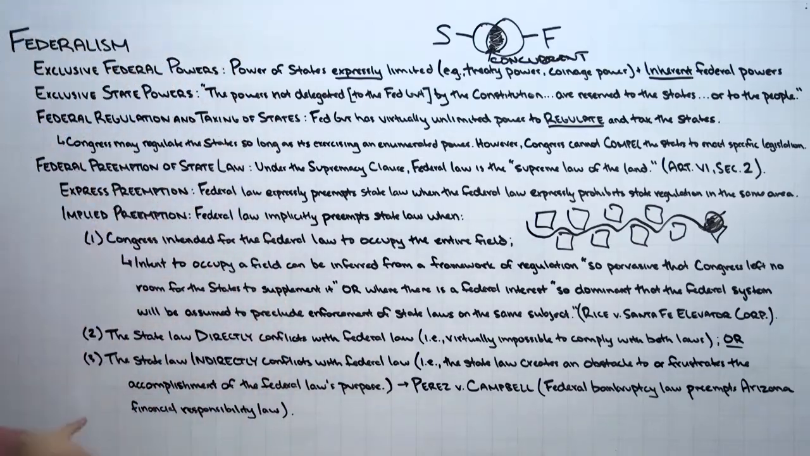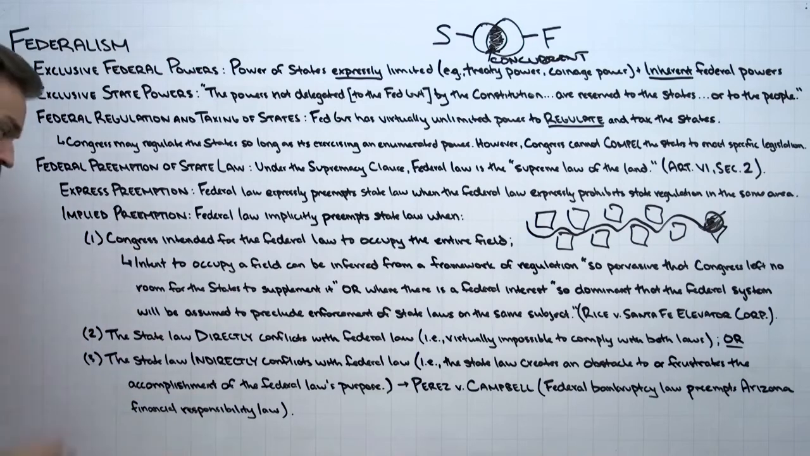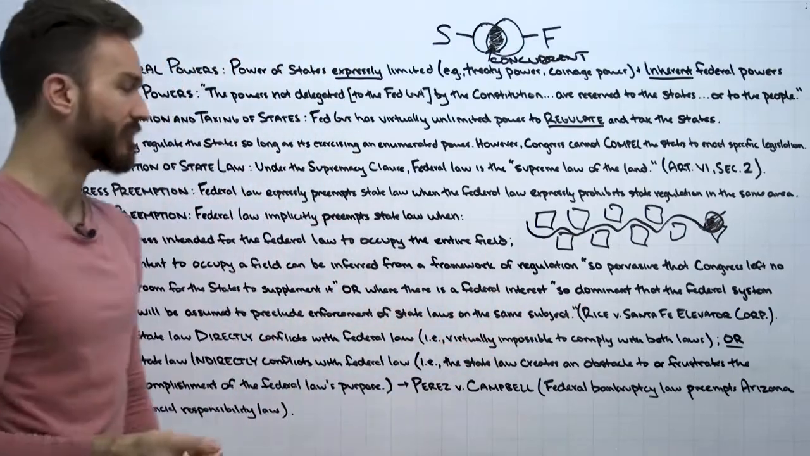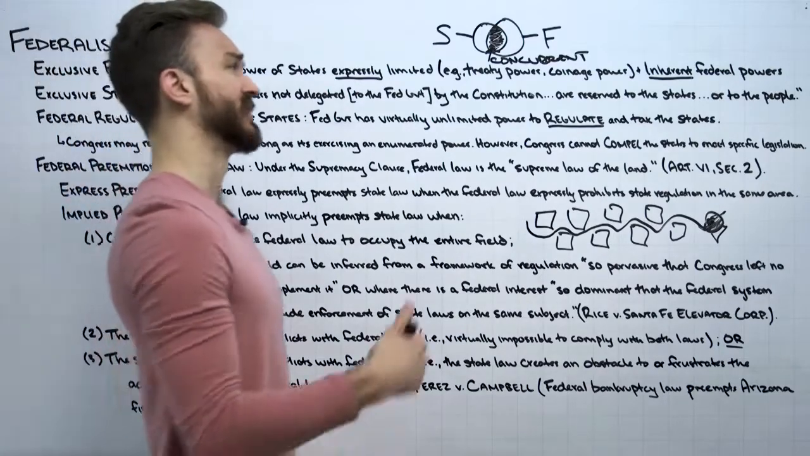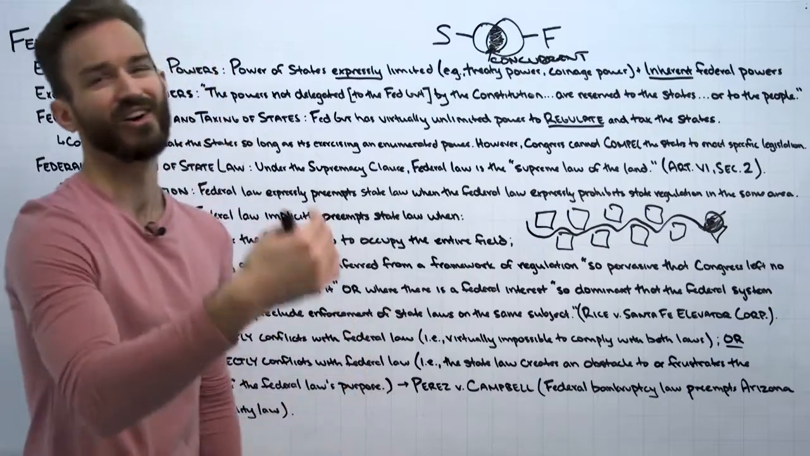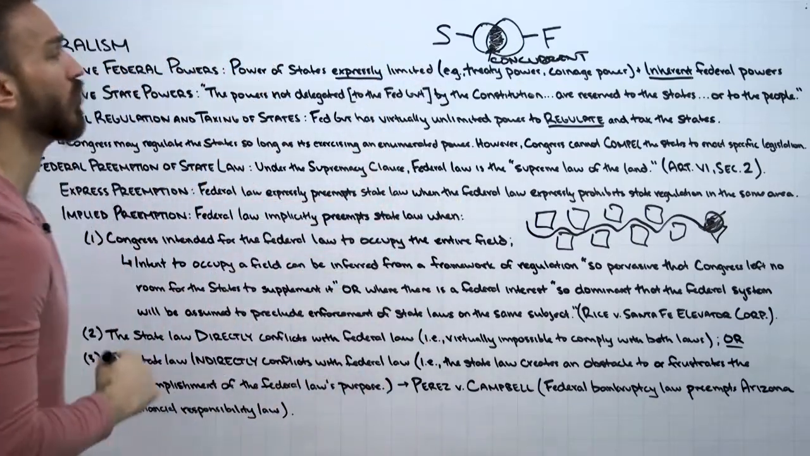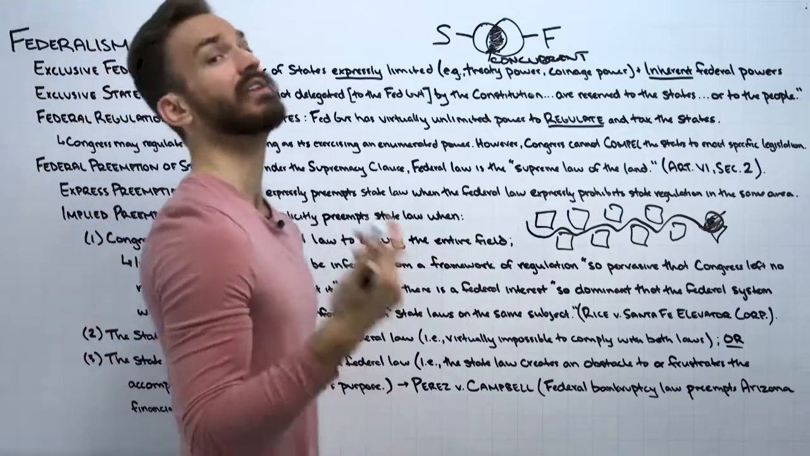Okay, but these are the three areas of implied preemption. Again, field preemption, direct conflicts, and indirect conflicts. So the last area that we have to think about, with direct conflicts, indirect conflicts, and the relationship between federal government and state government, is a dormant commerce clause analysis, which we're going to get to in our next lesson. If you remember though, just to preview that a little bit, under Article 1, Congress has the power to regulate interstate commerce.